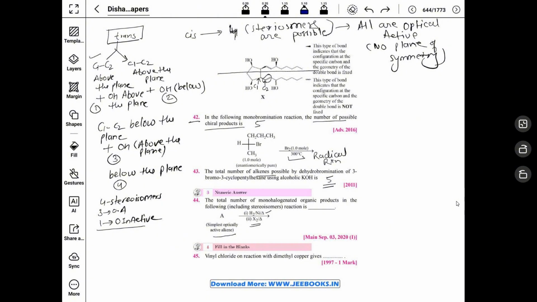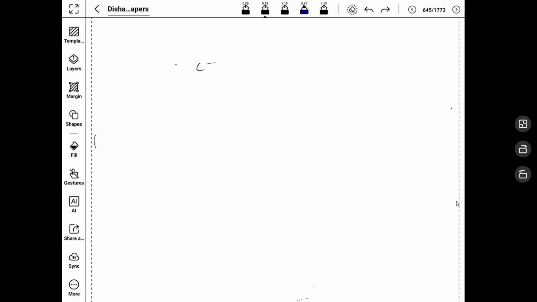Okay, so let's take the simplest alkene. So first we will draw the alkene. Okay, we can't draw an optically active alkene with 2 carbons. So let's add one more carbon. Still, we can't make it. So let's add methyl and then ethyl. So now you can see that this is an asymmetric carbon. So this is the simplest optically active alkene.